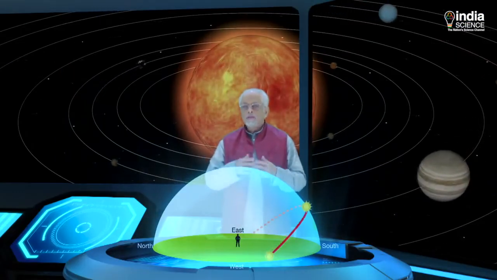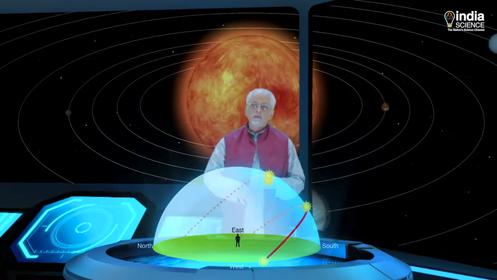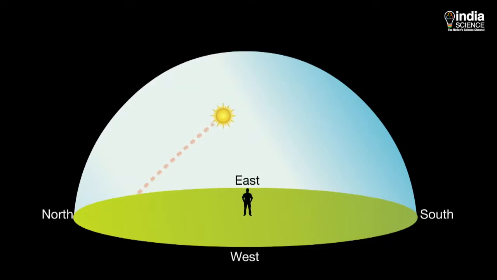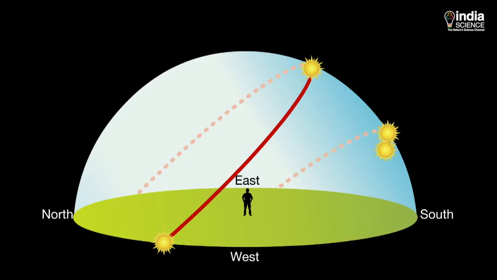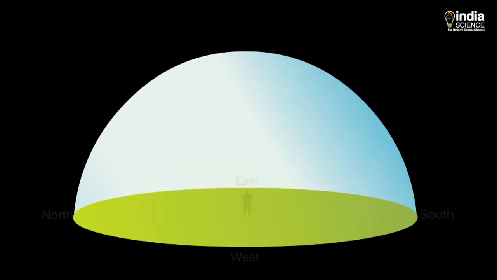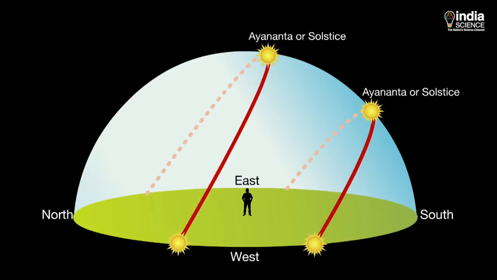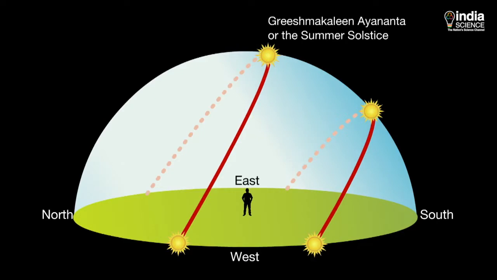To observers on Earth, this appears as an annual north-south movement of the Sun. The northward movement is called Uttarayana and the southward movement Dakshinayana. These journeys keep recurring with great regularity. The farthest points to the north and the south, the turning points, are called Ayananta or solstices. They occur on 21st June, called Grishmakalin Ayananta or the summer solstice, and 23rd December, called Sheetakalin Ayananta or the winter solstice.